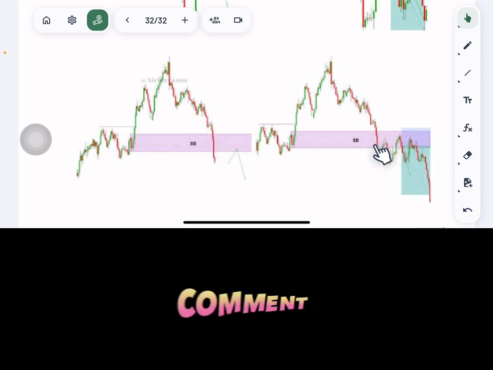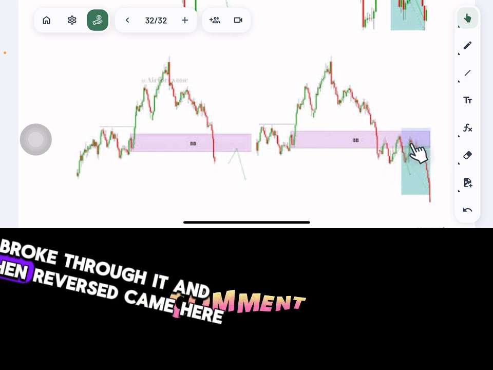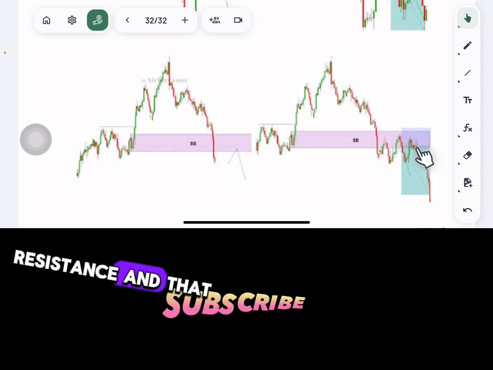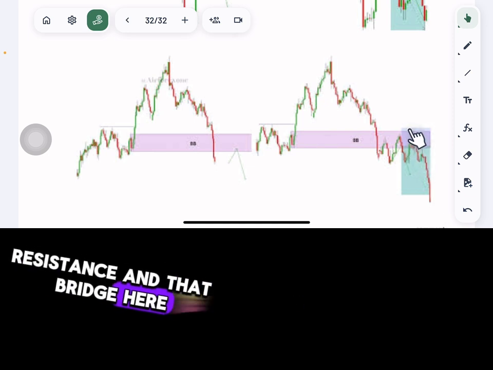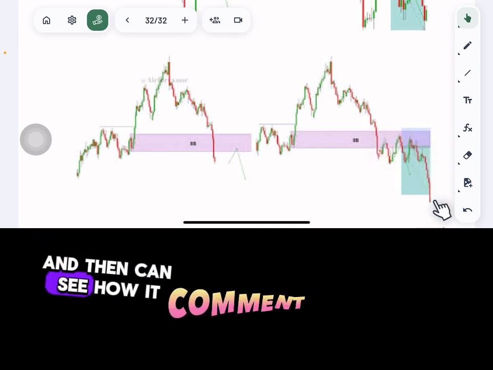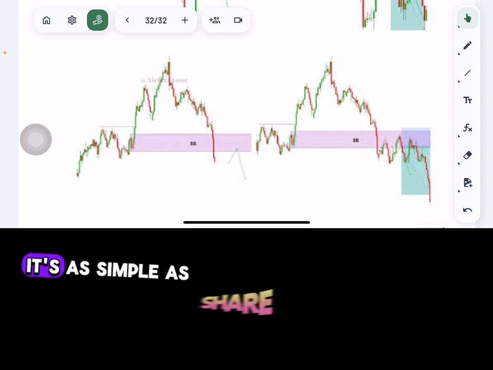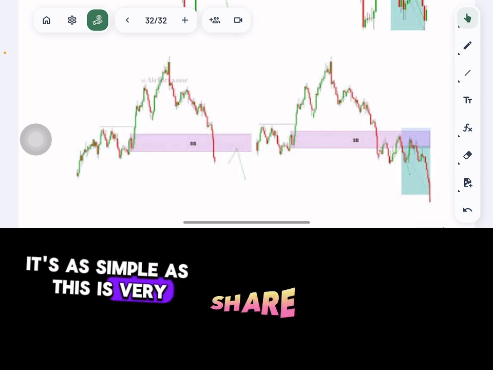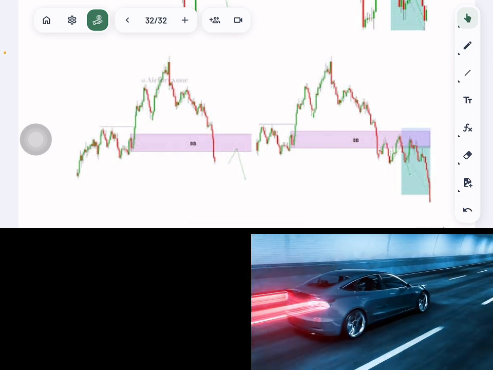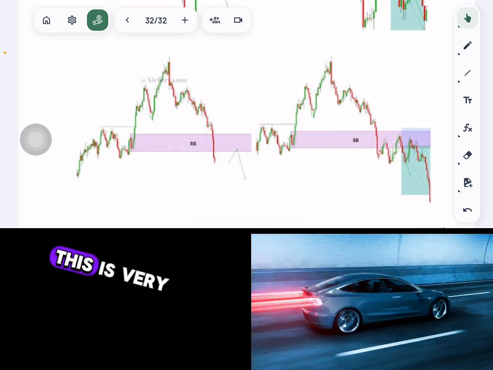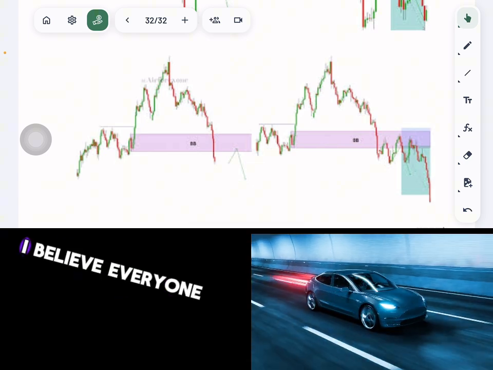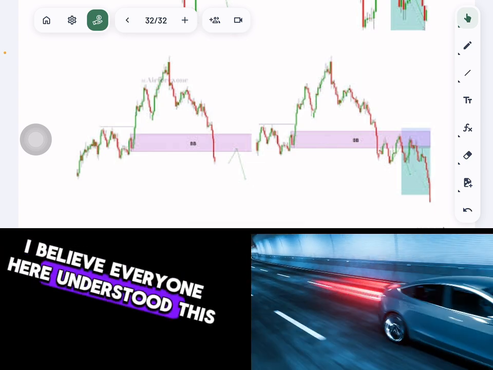Price came, broke through it, and then reversed. It came here, gave us a kind of resistance here, and then we entered the trade here. The stop loss is above the candle that broke it. And then you can see how it sold and hit the profit. It is as simple as that. This is very, very simple. That is just how to trade your order block, fair value gap, and breaker block. So I believe everyone here understood this.